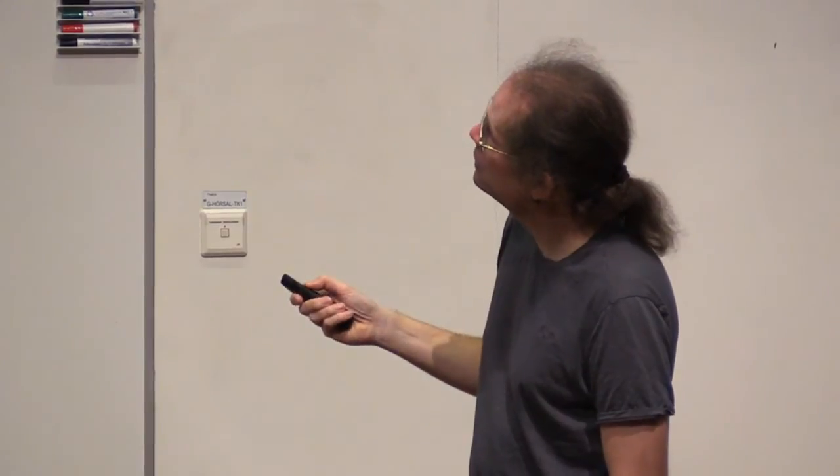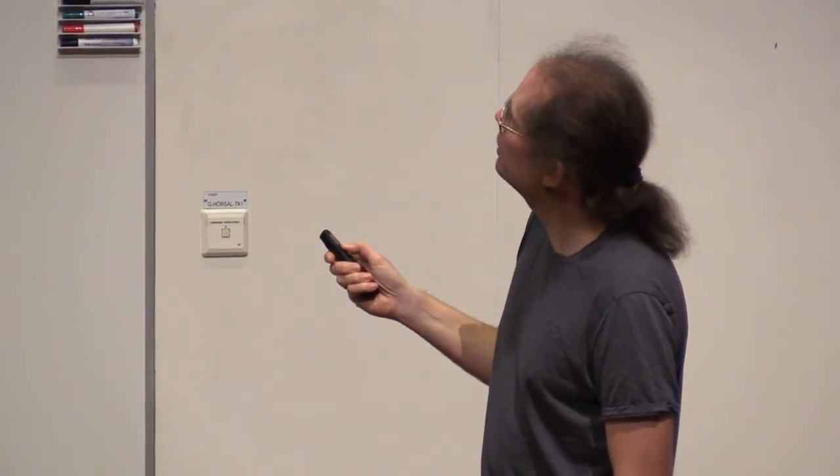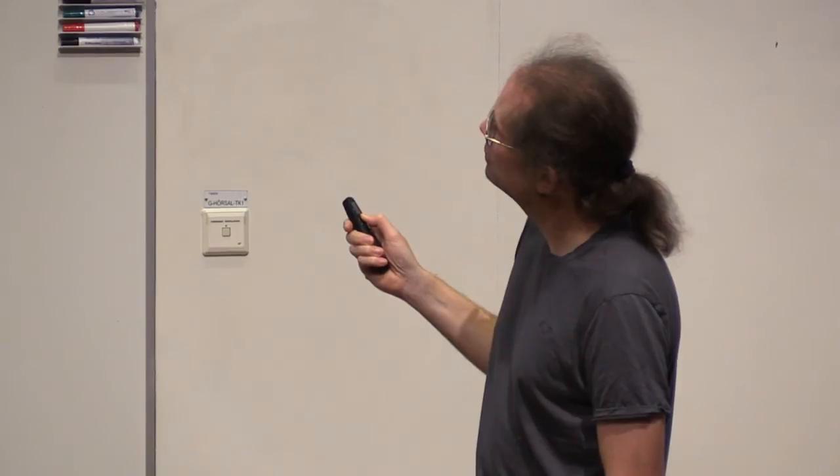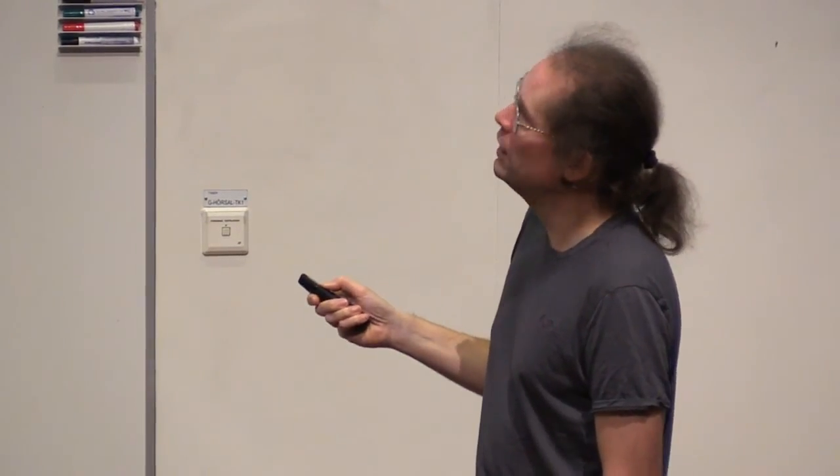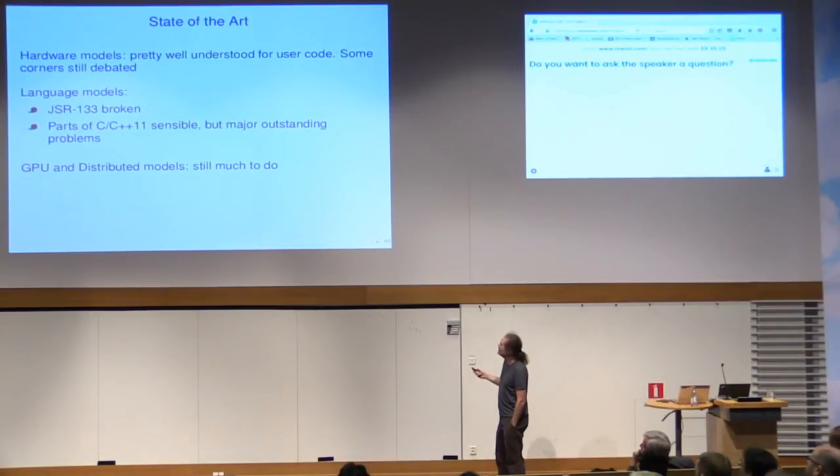So, state of the art. Hardware models, pretty well understood, at least for user code. Some corners are still being debated. Language level models, so the Java one is really broken. Parts of the C++11 model are quite sensible, but there still are some of these major problems.